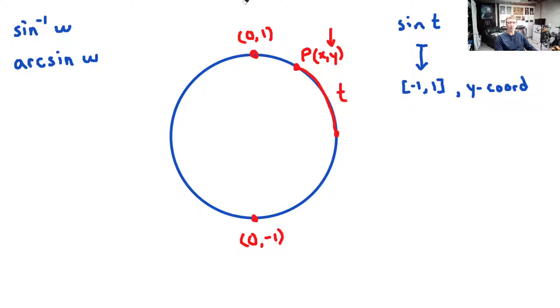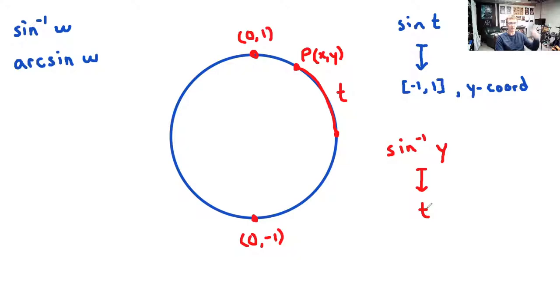Okay? So, again, the sine takes some angle or arc, t, and it just outputs the y coordinate, which is some number between negative 1 and 1. Okay? So the sine inverse, or the arc sine, what does it do? Well, it takes some y coordinate. So I'm going to up here put y, just to illustrate that we're taking the y coordinate. And what does it do? It maps it to the arc that gave that y coordinate.